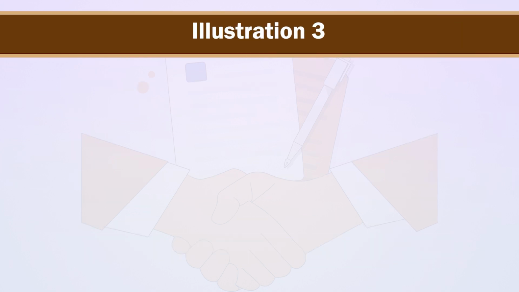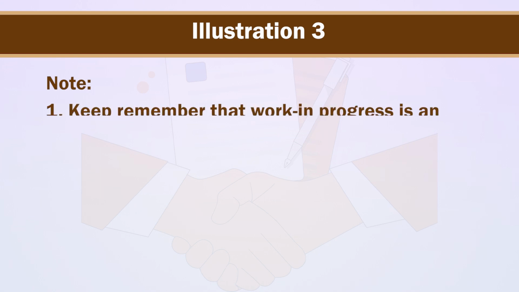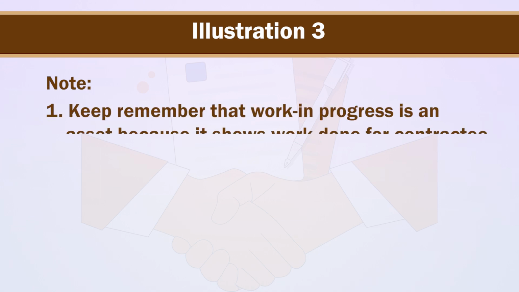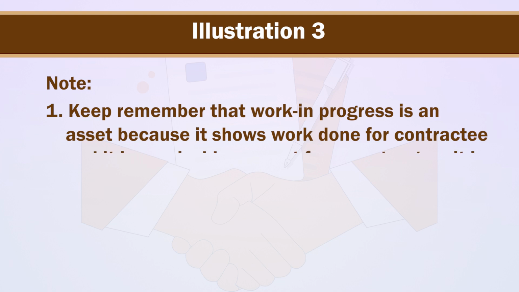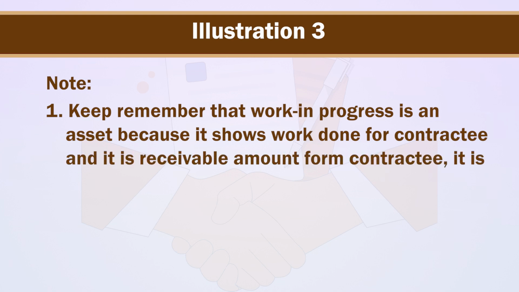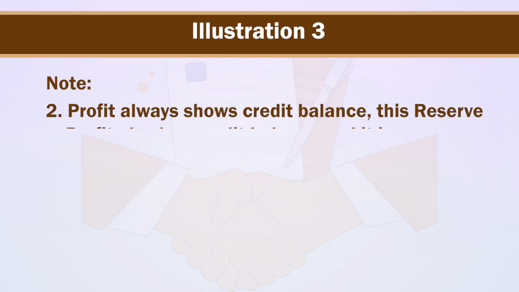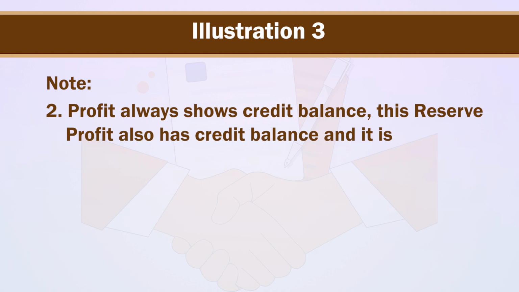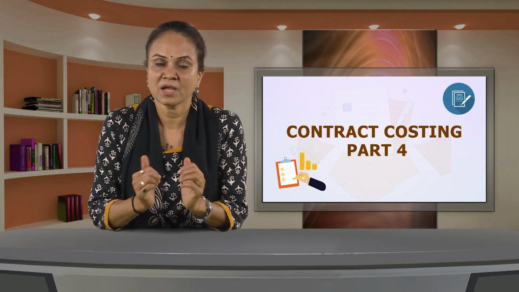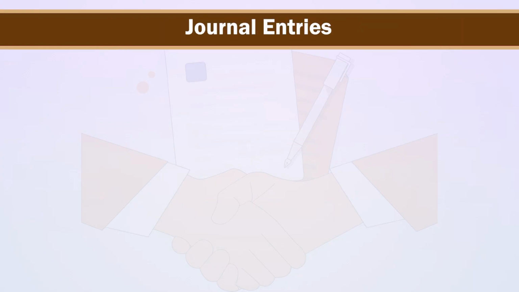Let's prepare solution. Note that number 1, keep remember that work in progress is an asset because it shows work done for the contractee and it is receivable amount from the contractee. As it is receivable, thus it has debit balance. Second, profit always shows credit balance. This reserve profit also has credit balance and it is maintained for contingency. Let's pass first journal entries.